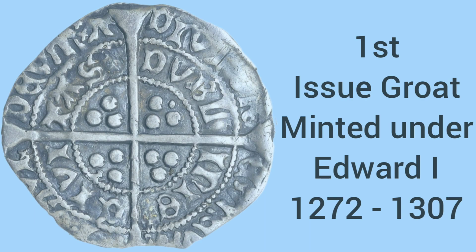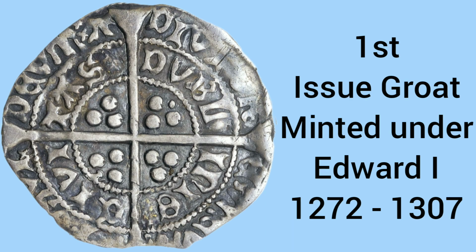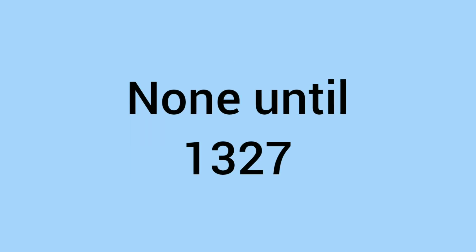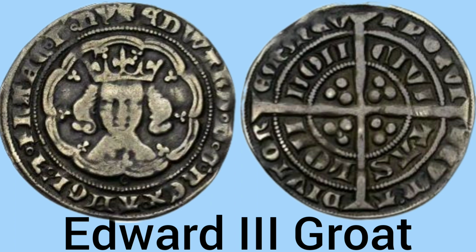for bigger purchases. And so, the first groat was issued under the reign of Edward I, minted between 1272 and 1307. However, not many of this coin were made, and they weren't in as general circulation as other coins, and so, for a 4 pence purchase, it was very likely that other coins were being used and not the groat, as not many of them were made during the reign of Edward I. And none were made until 1327, when Edward III took the throne.